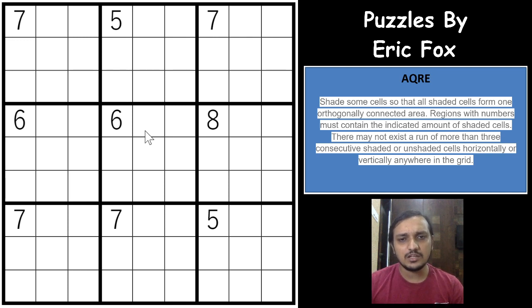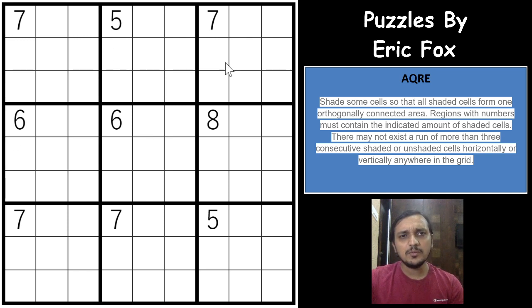And there are some regions with numbers in the grid. So the numbers indicate how many of the cells in that region will be shaded. Very simple rules. I'll again brief you with the rules. You have to shade some white cells black in such a way that there cannot be more than 3 shaded or unshaded cells continuously anywhere in the grid, and all the shaded cells will have to be connected to each other in the grid, and the numbers indicate how many of the cells in that region will be shaded.